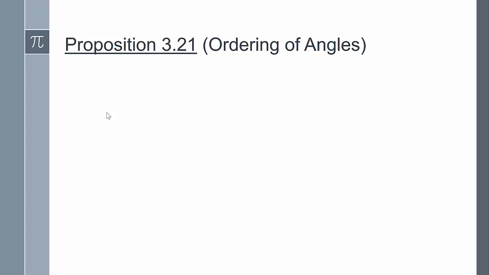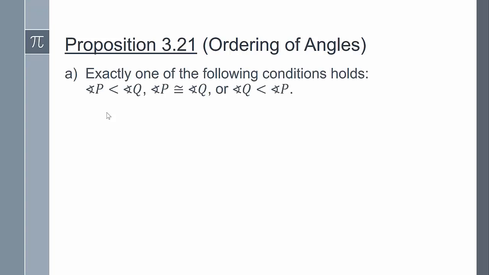The next proposition, proposition 3.21, is analogous to a previous proposition for ordering of segments. So this proposition describes ordering of angles. Part A states that exactly one of the following conditions holds given two angles, P and Q: angle P is less than angle Q, angle P is congruent to angle Q, or angle Q is less than angle P.